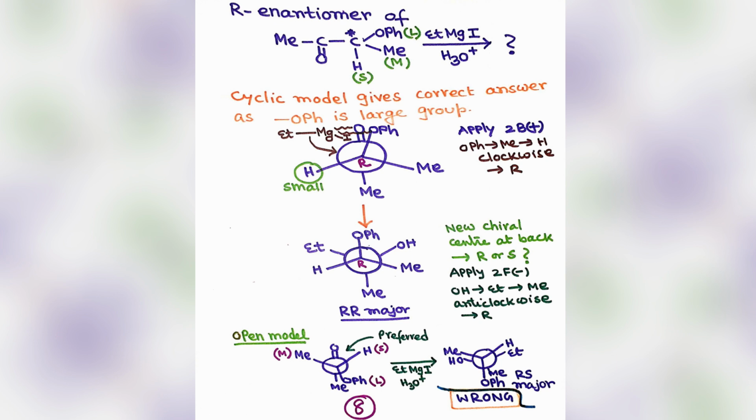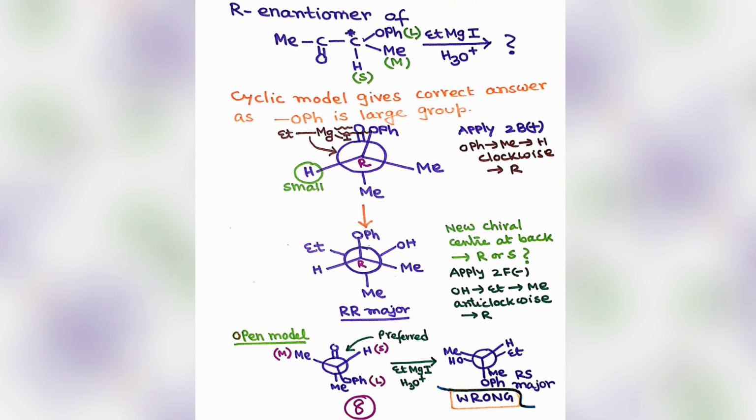Now the thing is, in this case, if we apply the cyclic rigid model and the open chain model, both will give two different answers. The correct answer is based on the cyclic model, not the open model. If we apply the open model, then whatever answer comes, the opposite answer is the correct one. So it is your choice whether to apply the cyclic model. If we are not thorough with the cyclic model, then we can apply the open model, and quote the reverse answer as the right answer.